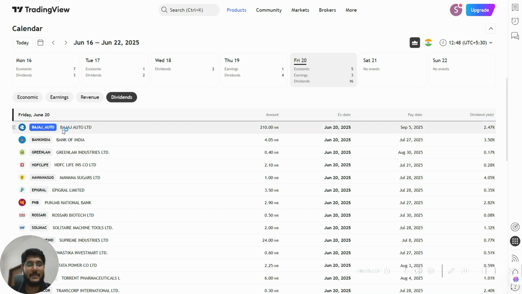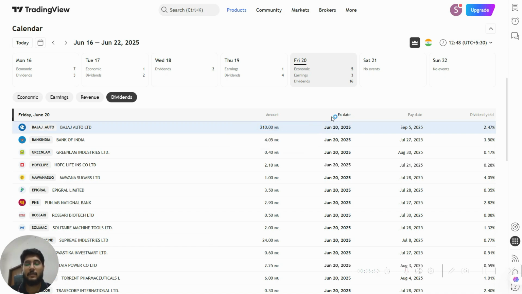So the first is Bajaj Auto. The amount is 210 rupees as a dividend. So this is the amount that you will get, times the number of shares that you have held. So if I have 10 stocks over here, for instance, 100 stocks, you multiply that number with this number, so you will get the amount that you will get credited in your bank.